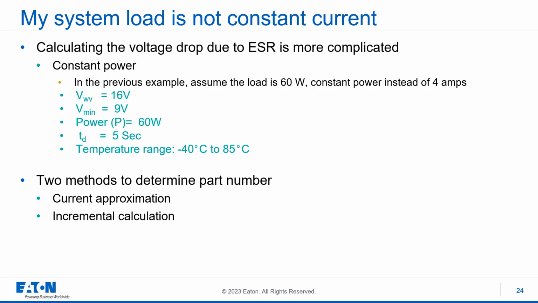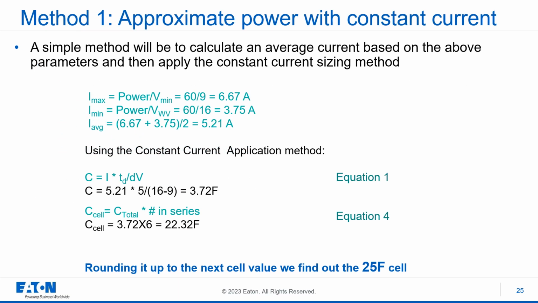Now let's look at a case. What if your load is not constant current, as most loads are not? The voltage drop due to ESR becomes more challenging. We take a similar case to the previous example, but instead of a 4 amp load, it is 60 watts. There are two methods of approximation: a current approximation and an incremental calculation. We'll first try method 1.